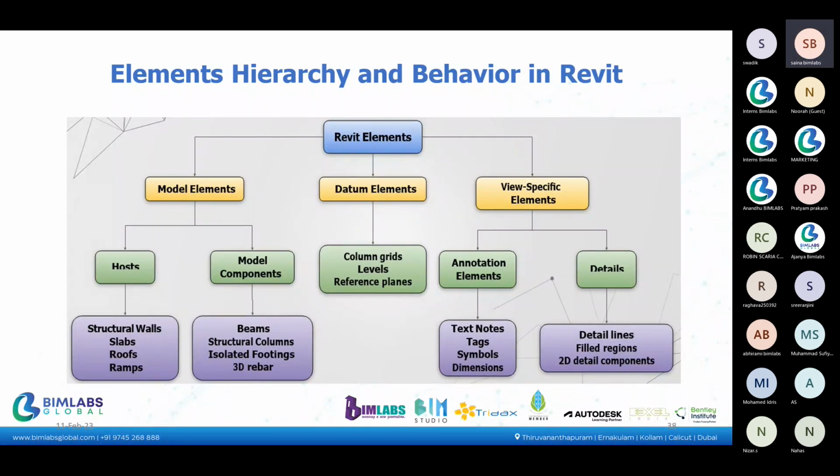Next one is datum elements, and the categories that come under datum elements are grids, levels, reference planes, etc. And next one is view specific elements. Under the view specific elements, annotation elements and detail elements are there. The annotation elements mean text notes, tags, symbols, dimensions, etc. And in detail elements, detail lines, filled regions, and 2D detail components are classified.